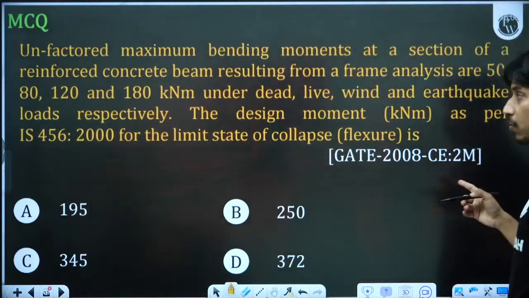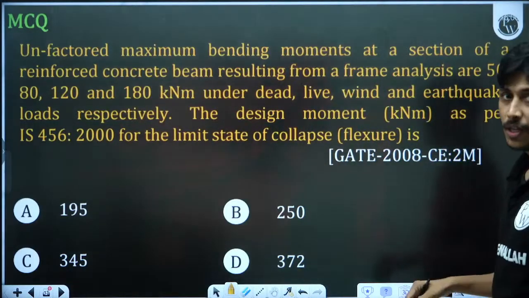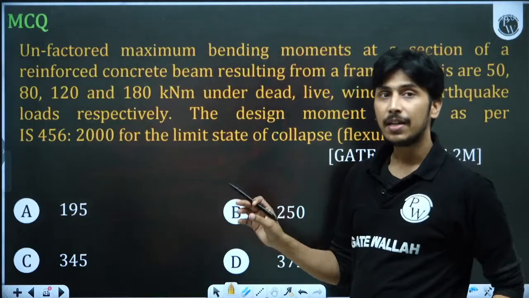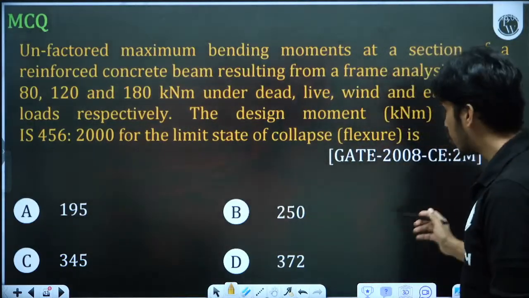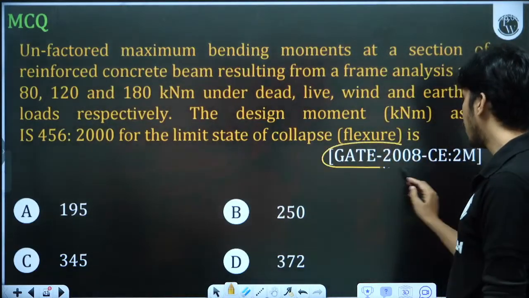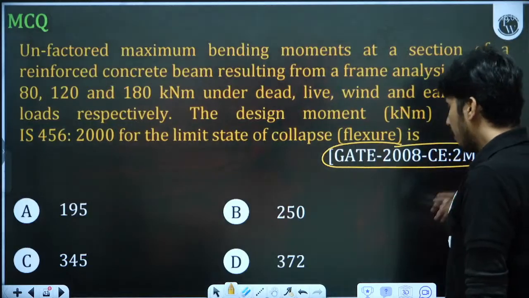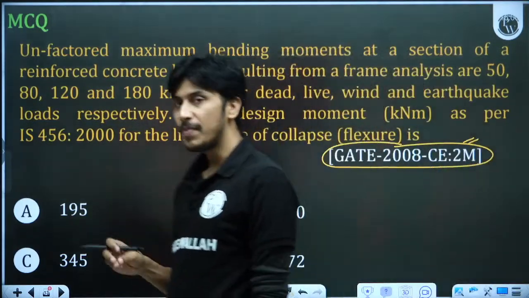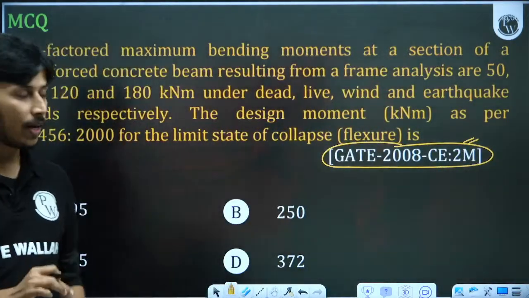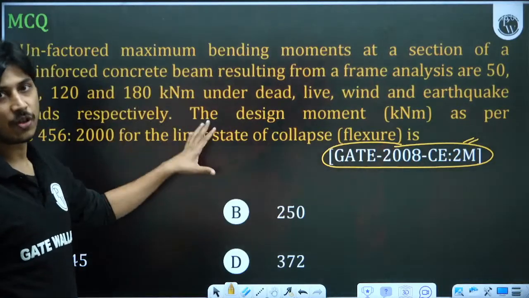This was not a direct answer type question. Here some calculation was needed. That is why it is of 2 marks. Sometimes equation based questions will be asked that are of 2 marks. So you must know all the equations of the load factor.